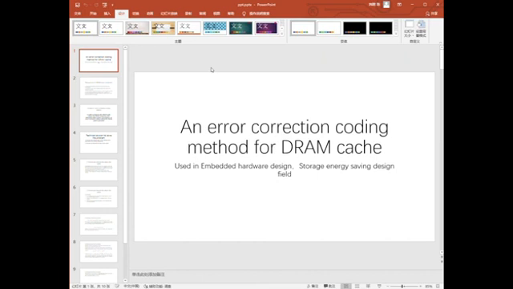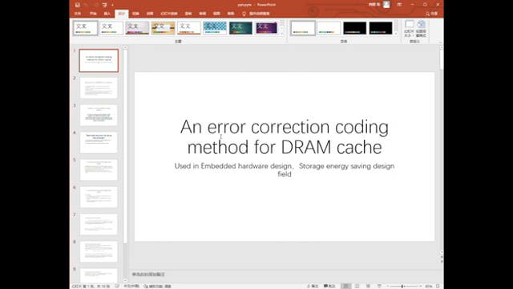Hello everybody. Our topic is BCH error correcting code, and my part is an error correcting coding method for DRAM. This method is used in embedded hardware design, storage, and energy saving design. So it is really important for the architecture of computers nowadays, because we want to save storage and save energy.